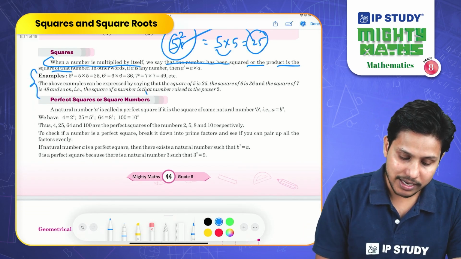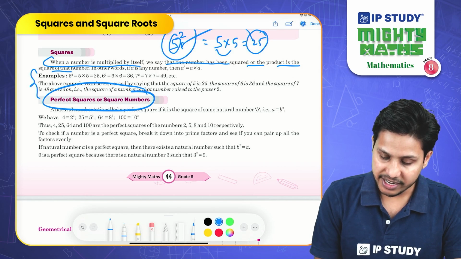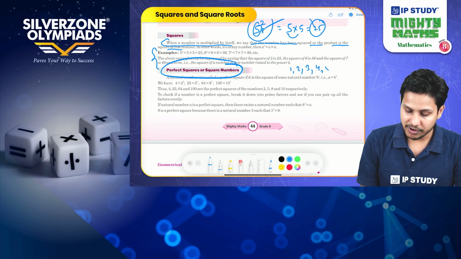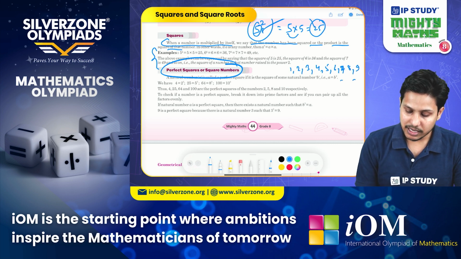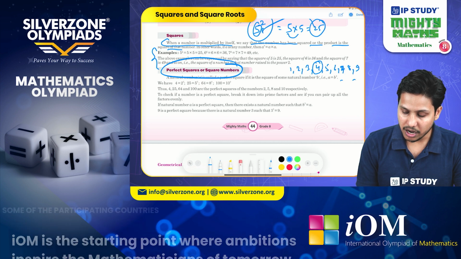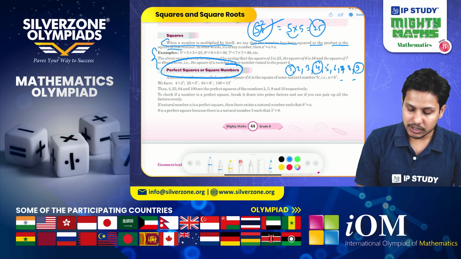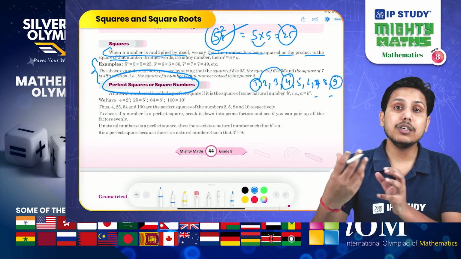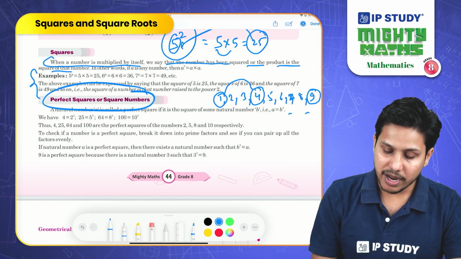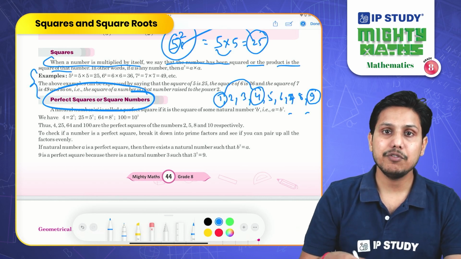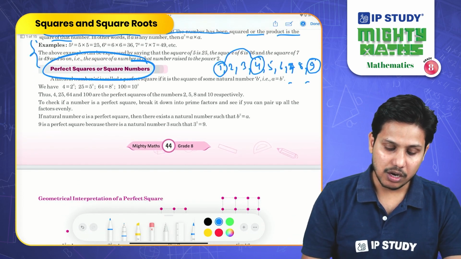Okay, now what is a perfect square or square number? Students, if we write different counting numbers like 1, 2, 3, 4, 5, 6, 7, 8, 9 and so on, we can see there are certain numbers which are square numbers. So these numbers which are the square of a particular number are called perfect squares. Yes, so 1, 4, 9, 16, 25 which is the square of 5, 36 which is the square of 6. So these numbers are called perfect squares.